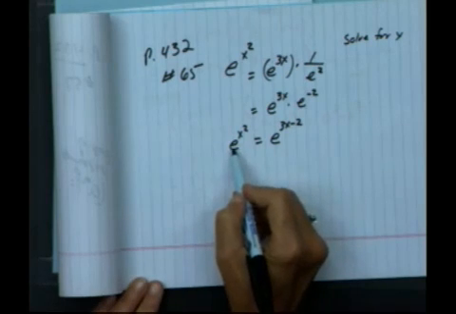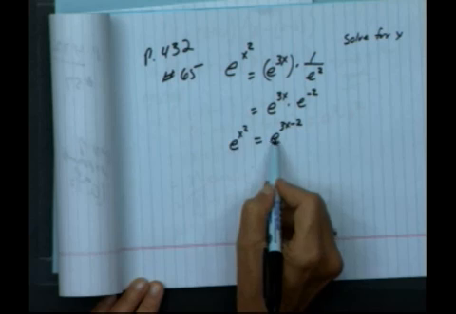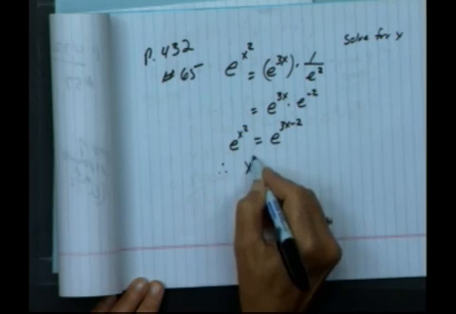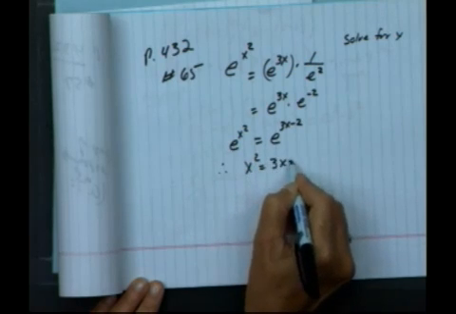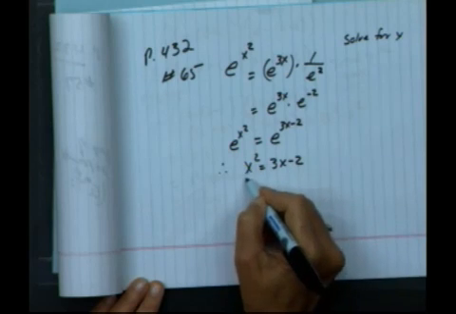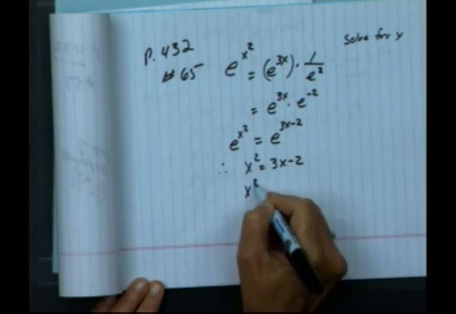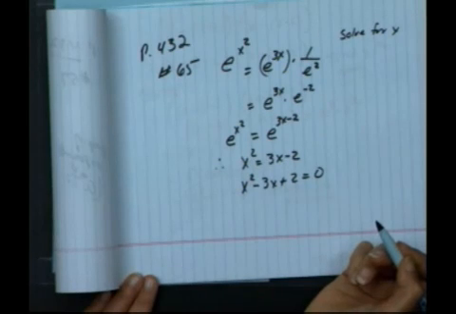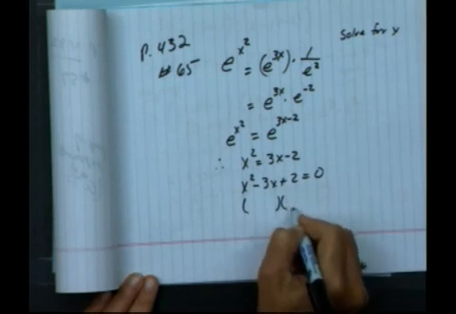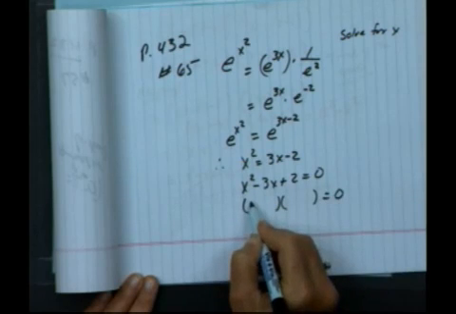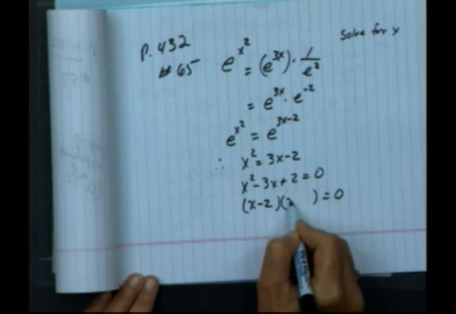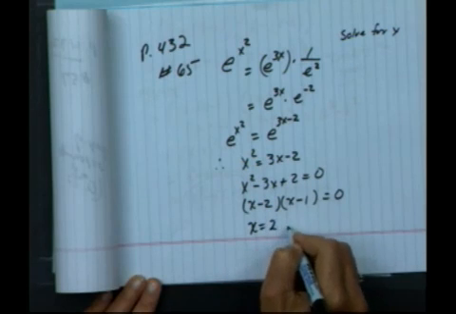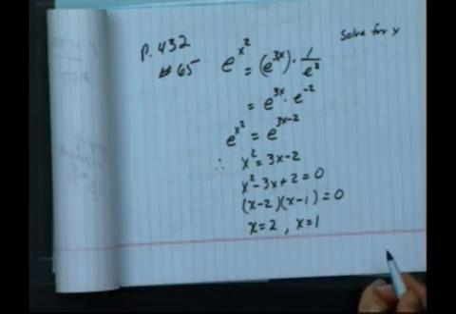All right, so now the bases are the same, base e. Therefore, x squared must be equal to 3x minus 2. Another quadratic equation. So x squared minus 3x plus 2 equals 0. And when we factor, we'll get x minus 2, x minus 1. x equals 2, or x is equal to 1.